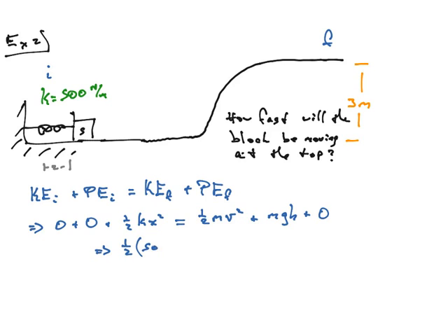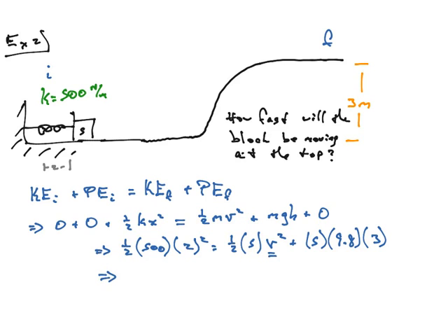1/2 k. k is 500. x, I've compressed the spring 2 meters, squared, remember the squares, equals 1/2. The mass is 5. v squared is what I'm looking for. How fast am I moving at the top? Plus m, 5, times g, 9.8, times the height in the final position is 3. All right, so let's see. Remember, I want to solve this for v. So what do I have? 1/2 of 500 times 2 squared. 2 squared is 4, divided by 2 is 2. 2 times 500 is 1,000.